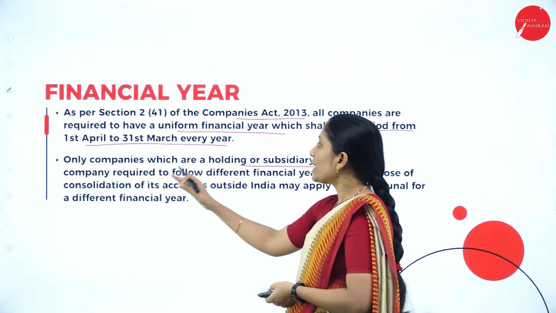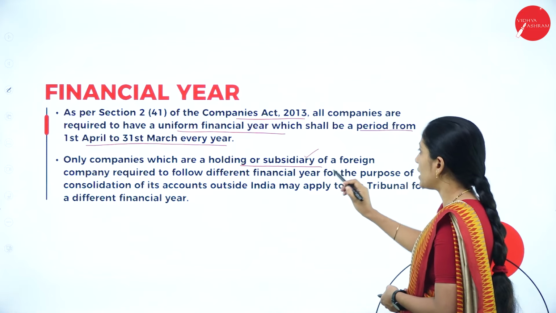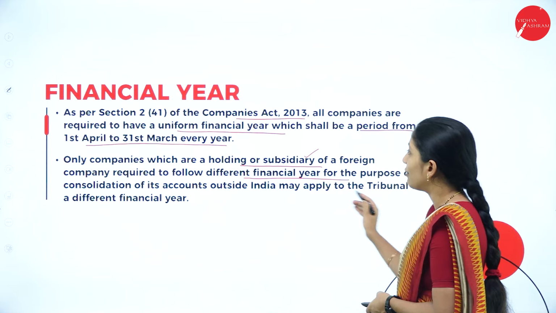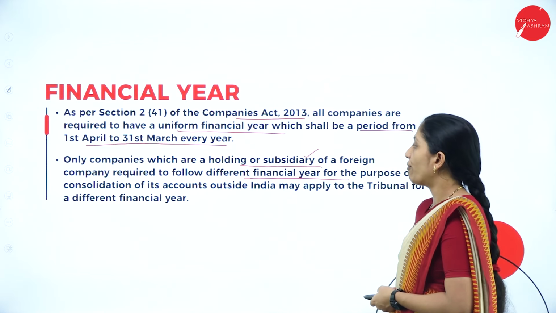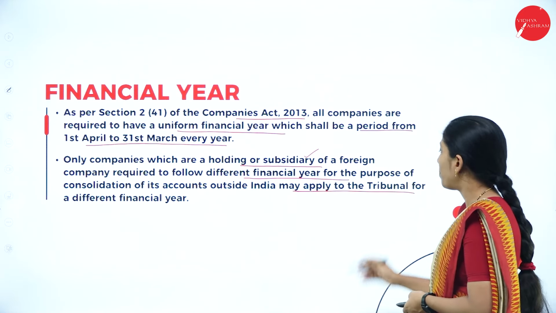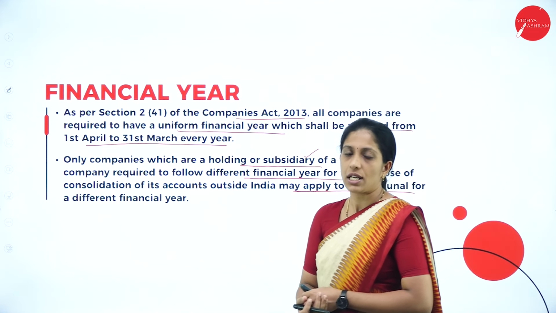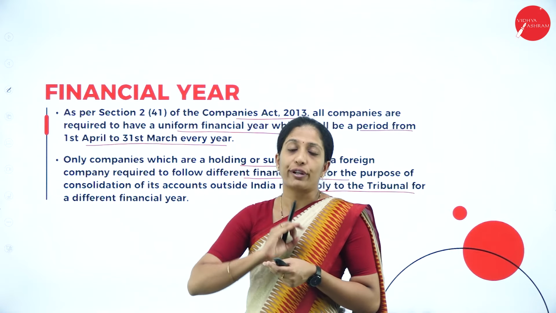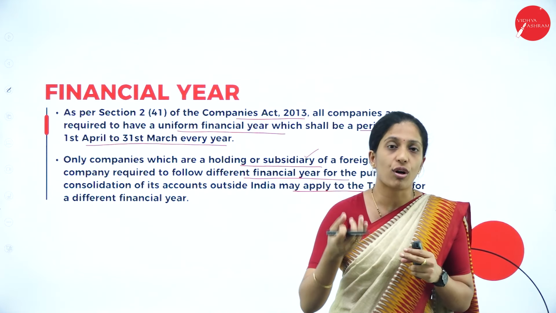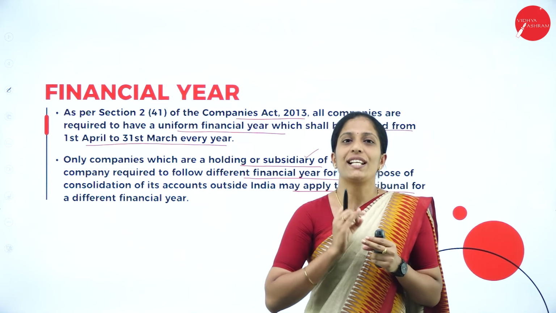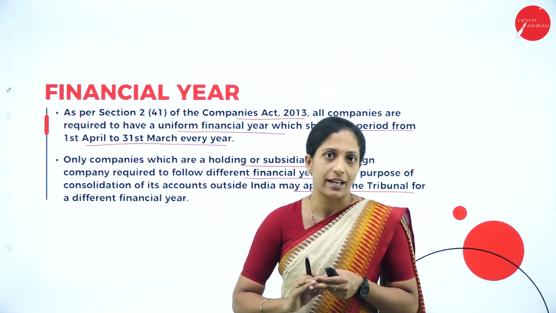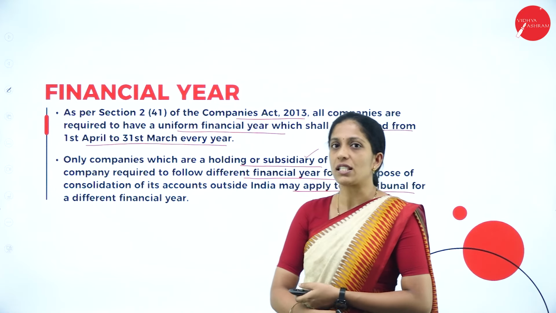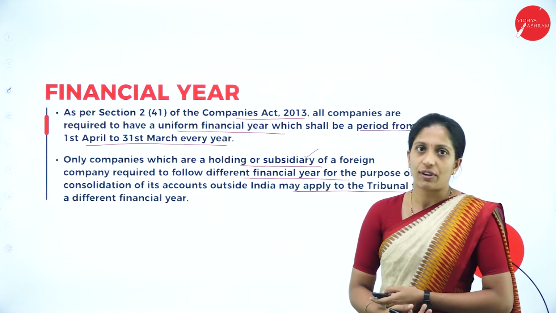Only companies which are holding or subsidiary of a foreign company required to follow a different financial year for the purpose of consolidation of its accounts outside India may apply to the tribunal for a different financial year. So when their company is located in foreign countries and they are following a different financial year, then only in such cases can they have a different financial year, or else your financial year should start from 1st April to 31st March. So hope you are clear about this financial year.